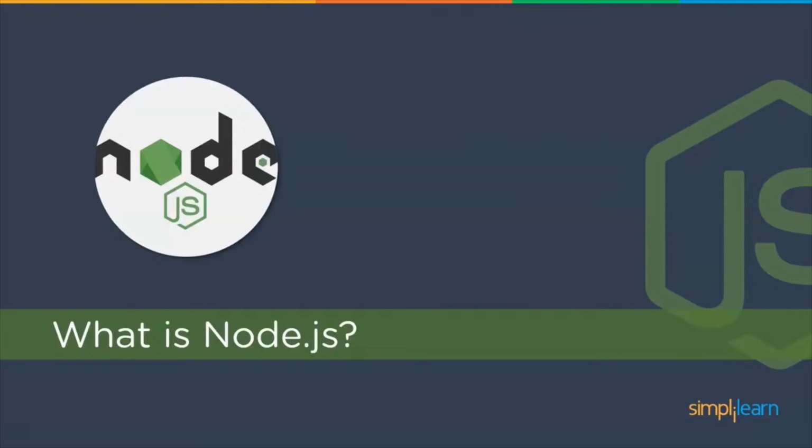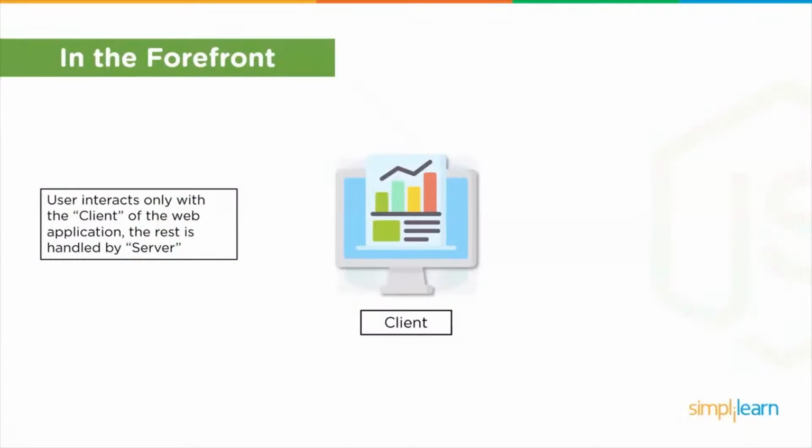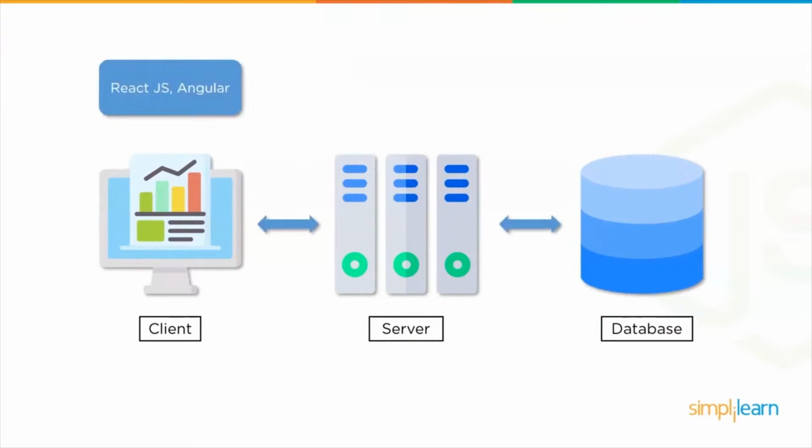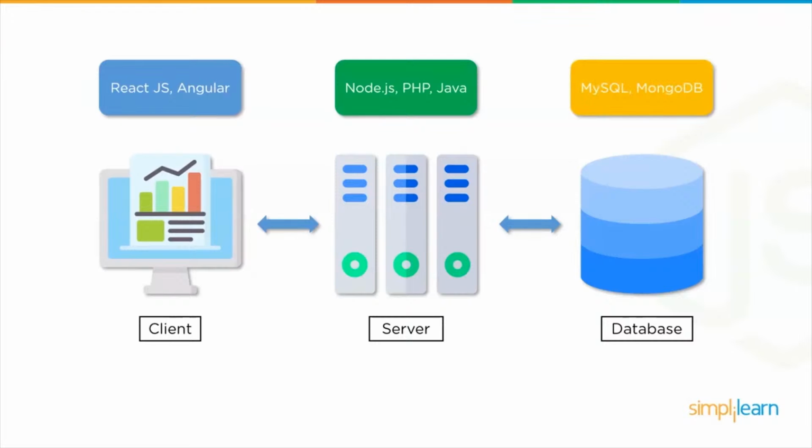So what exactly is Node.js? Now consider a scenario where a user interacts with a web application. The user only interacts with the front end of the application, but there's a lot of work that goes on behind the scenes. In a web application, there's a front end, a server, and a database. The front end is developed using JavaScript and frameworks like Angular and React, while the server is built on Java, PHP, or Node.js, and the backend database that stores the data usually consists of MySQL or MongoDB.